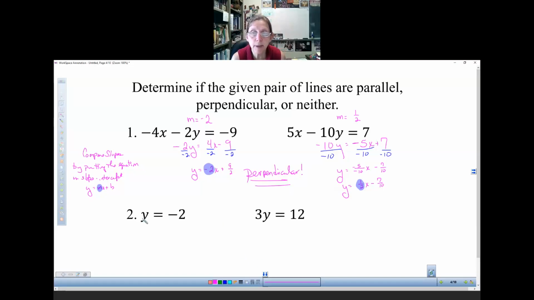So this next pair, again, we want to know: the equation y is equal to -2 and 3y is equal to 12. Are they parallel? Are they perpendicular? Or are they neither? Okay. So again, I need to be able to compare the slopes. In order to compare the slopes, I need to put the equations in slope-intercept form. Well, this first one is in slope-intercept form.